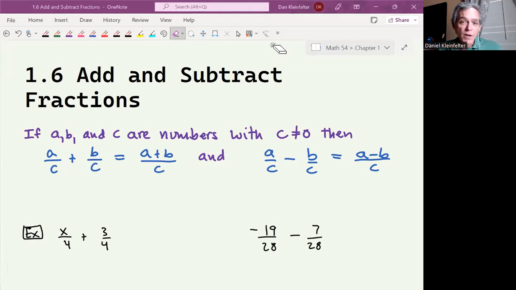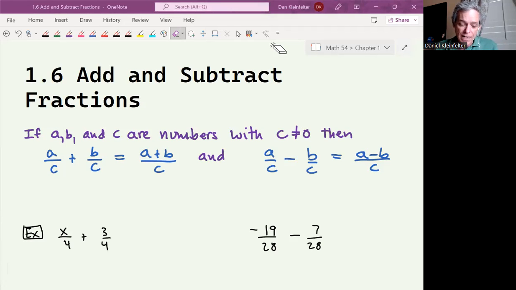Welcome back. In this video, we're going to work on addition and subtraction of fractions. Addition and subtraction of fractions, often people will find this trickier than doing multiplication with fractions just because of the need to have a like or common denominator when you're doing it. So that's the main issue.